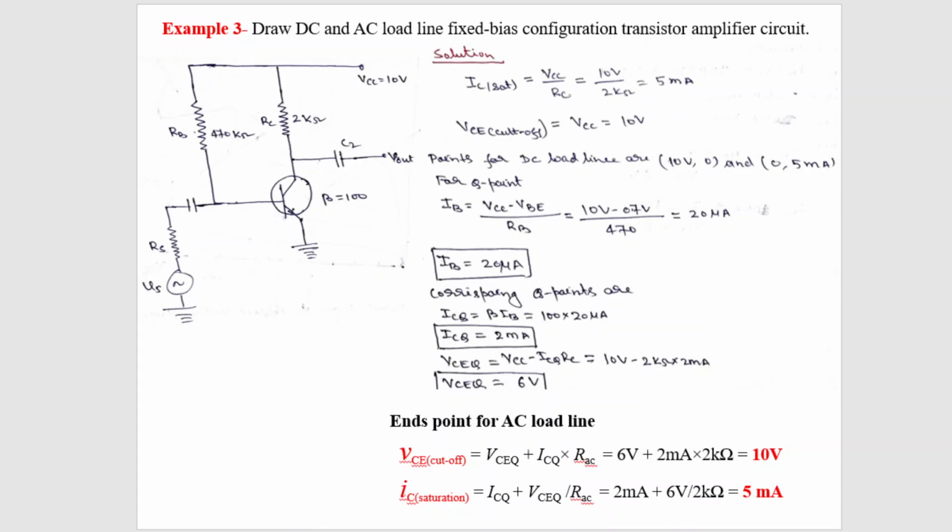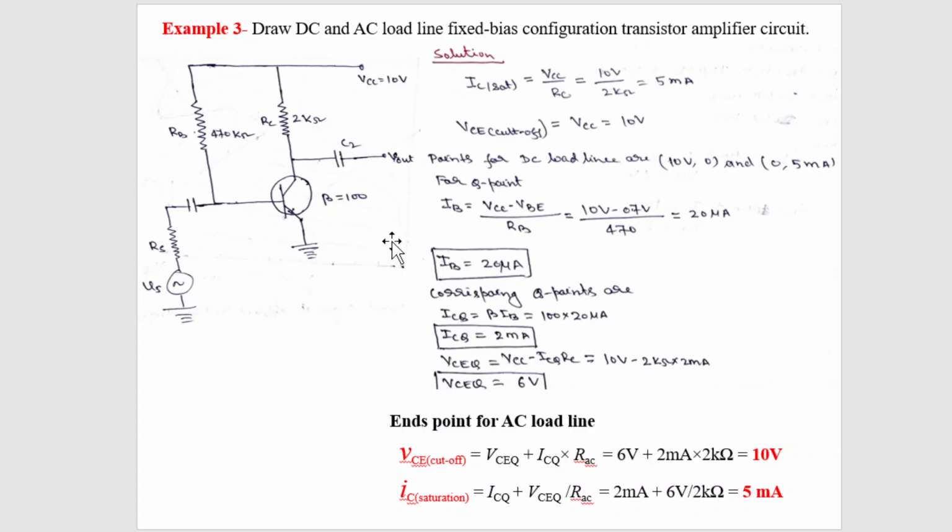So here I have shown a fixed bias configuration circuit diagram. This is the base resistance RB, source voltage, source resistance, and the AC input, meaning an AC input signal is applied. RC is 2 kilo ohm, beta is given as 100, and plus VCC is 10 volt. We are trying to find the AC output voltage here.